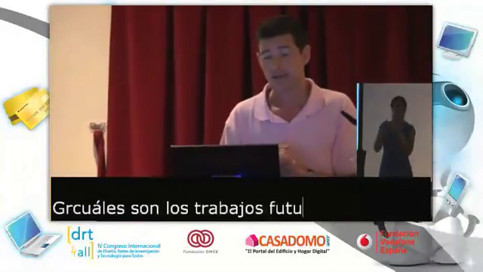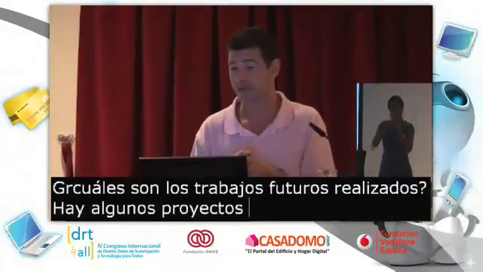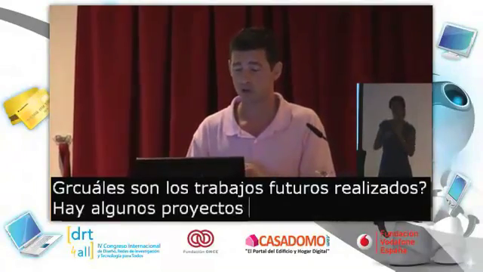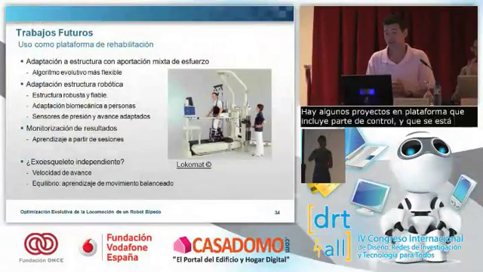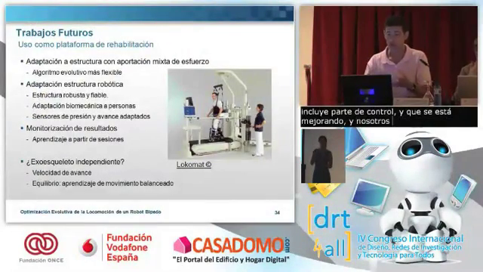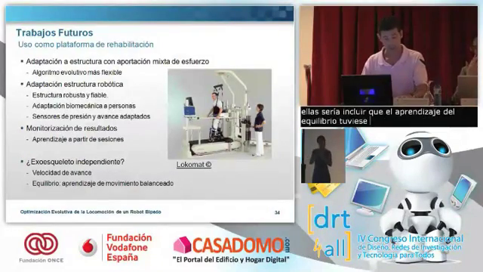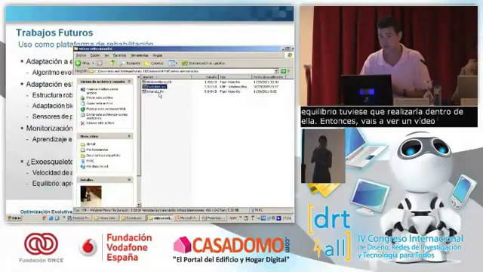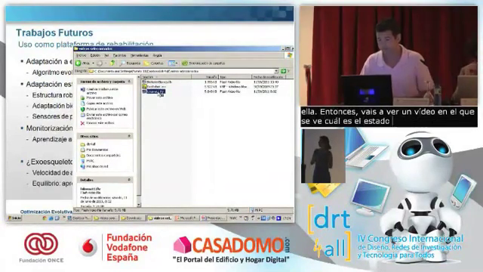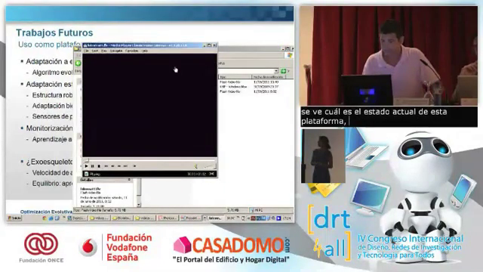So what's the future work that we have to do? Well, there are some projects on this platform. This is a platform that includes a control area, and that is being improved. We think it would be necessary to include learning stability or balance. Here you can see a video with the current state of this platform, how it works at present.